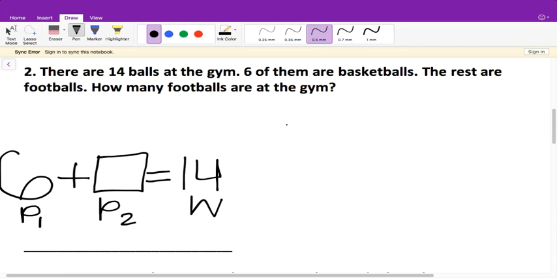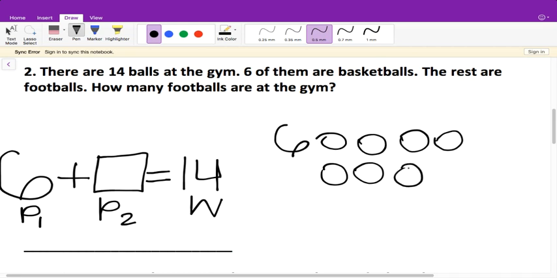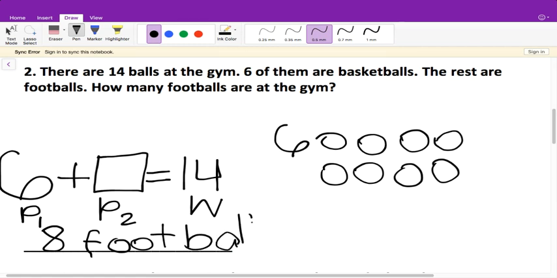So now I'm going to count up from 6 to find the missing number. I'll count up to 14. 6, 7, 8, 9, 10, 11, 12, 13, 14. And I can see a double row 4. That tells me the answer is 8. And our label, it says how many footballs. So I'm going to write footballs. And that is the answer for number 2.